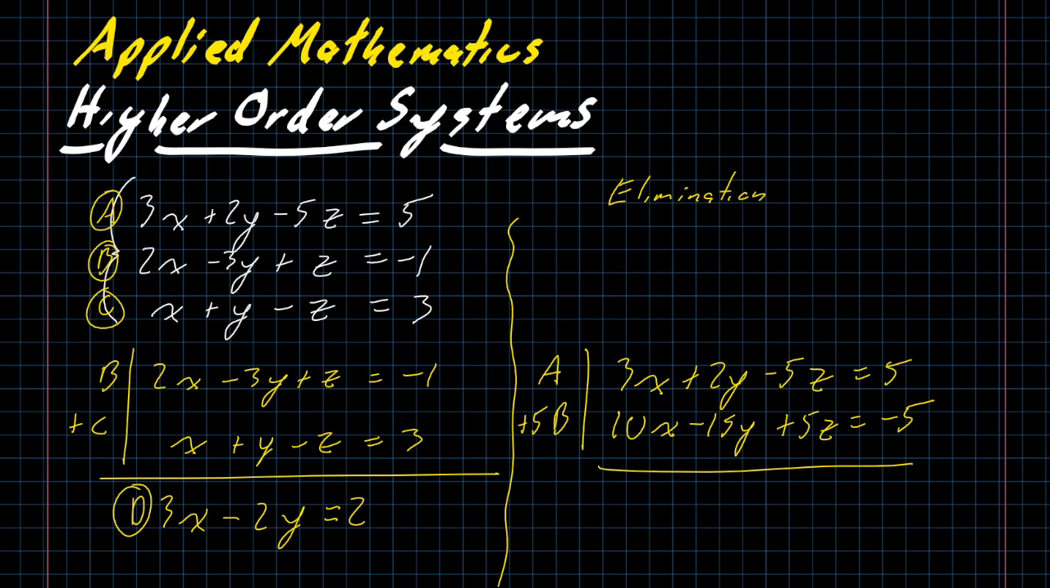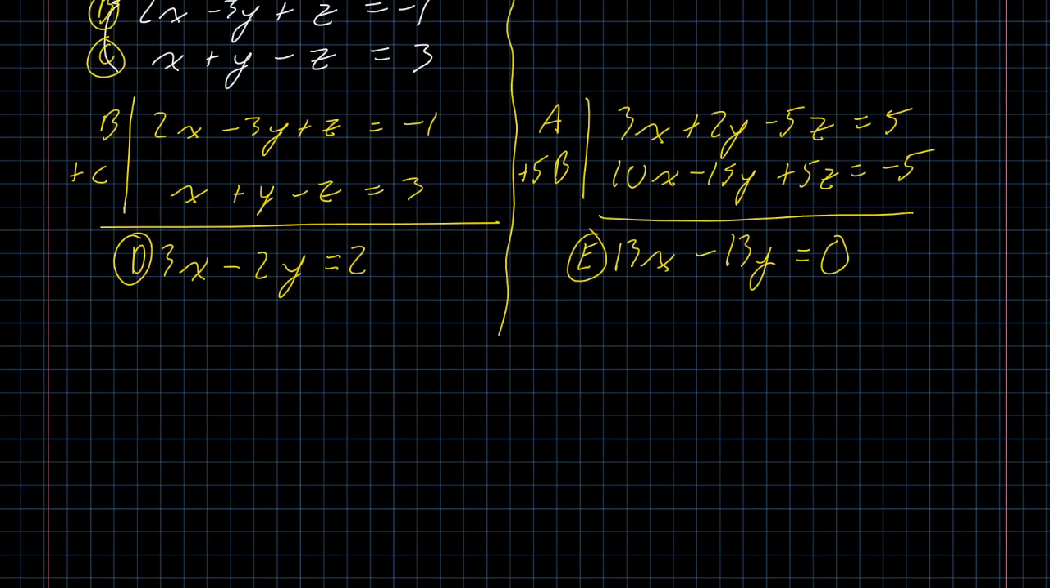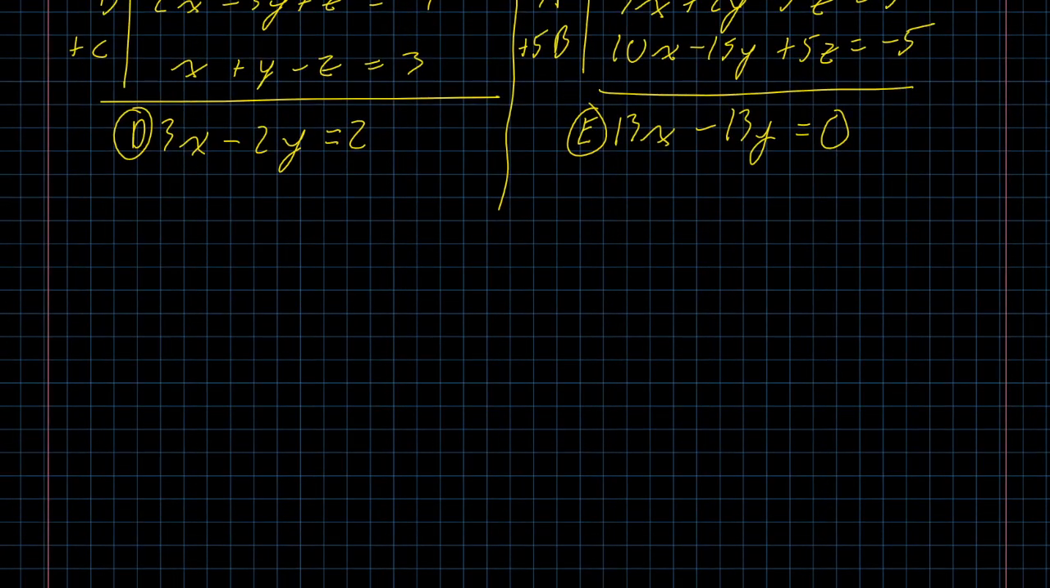Add these 2 equations together. It's going to give me 13x minus 13y minus 5z plus 5z is 0. And then on the right-hand side, 5 minus 5 is also 0. That's actually really convenient. I'll go ahead and name that as equation E. So now I have two equations that have x and y. I have taken my system of three equations and I have simplified it down to an equation in two variables.